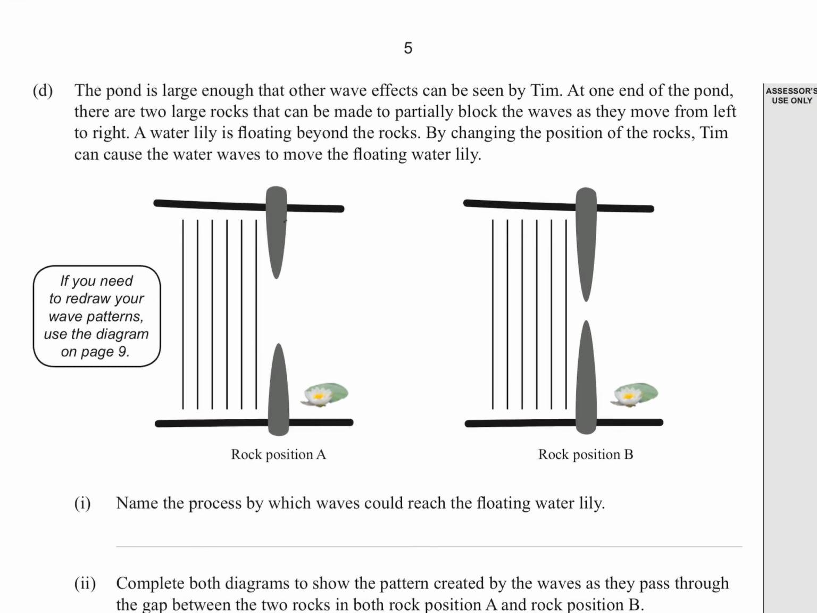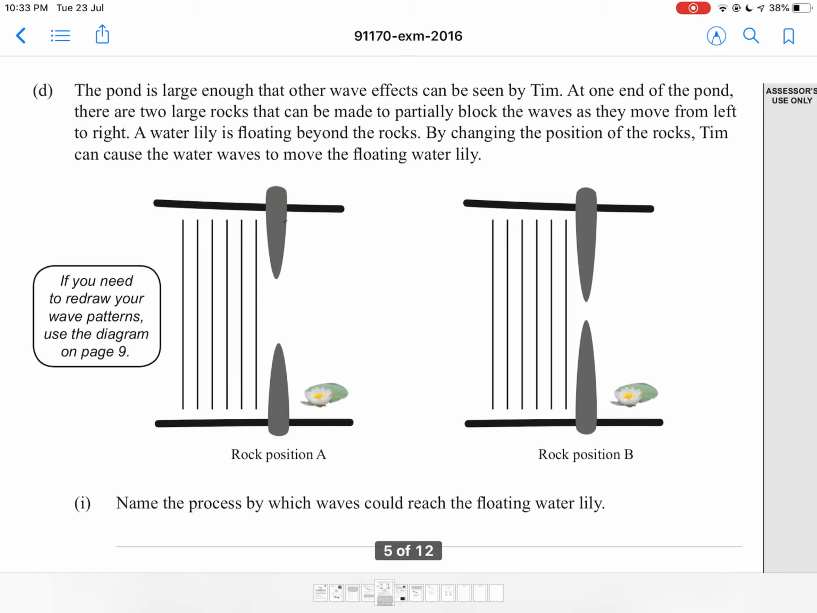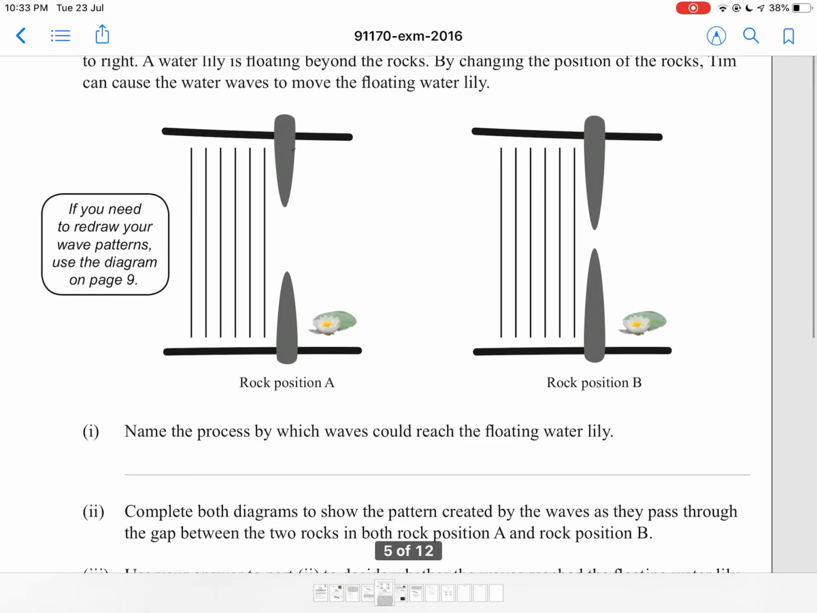The pond is large enough that other wave effects can be seen by Tim. At one end of the pond, there are two large rocks that can be made to partially block the waves as they move from left to right. A water lily is floating beyond the rocks. By changing the position of the rocks, Tim can cause the water waves to move the floating water lily. Name the process by which the waves could reach the floating water lily.